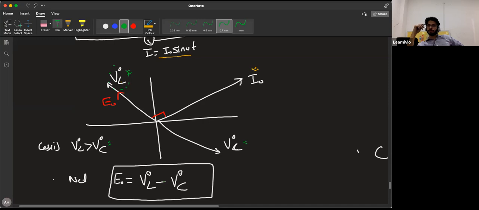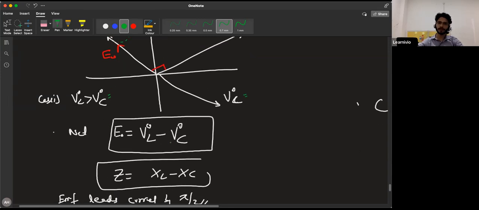Very good. See, we have used that V naught L is I naught XL, V naught C is I naught XC. So instead of V naught L, you can substitute I naught XL. So E naught is I naught XL minus I naught XC. You can take I naught as common, so you are left with XL minus XC. This XL minus XC is the impedance. So your impedance is XL minus XC now. This is the impedance of the circuit.